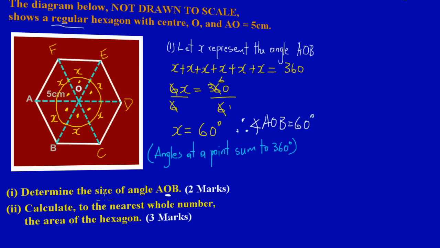Now quickly let's get into part 2. They're asking us to calculate to the nearest whole number the area of the hexagon, and that's another easy 3 marks. Now let's just quickly get into that across here.